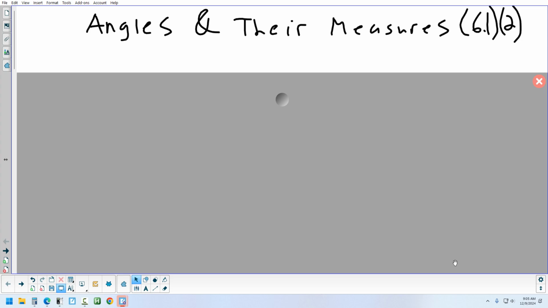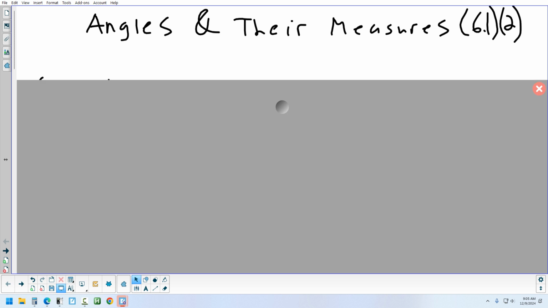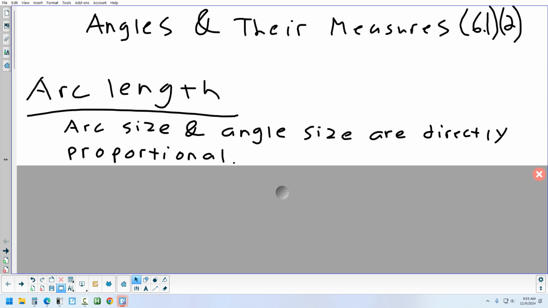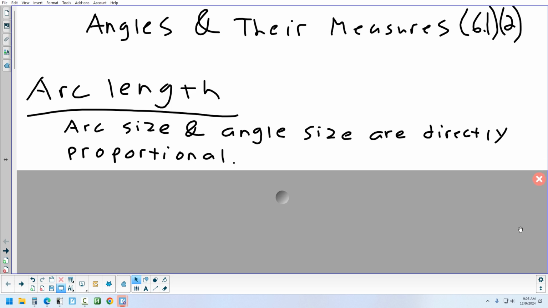All right, so now we're going to take a look at the second part of 6.1, which is on arc length and angular velocity. I'm going to start with arc length. Arc length is when you are measuring part of a circumference on a circle. That's an arc. So arcs are part of circles. And the first thing to understand is that the size of an angle that creates the arc and the length of the arc are what we call directly proportional.